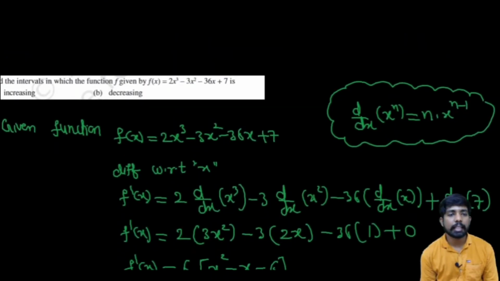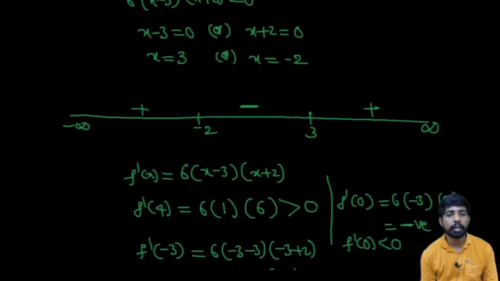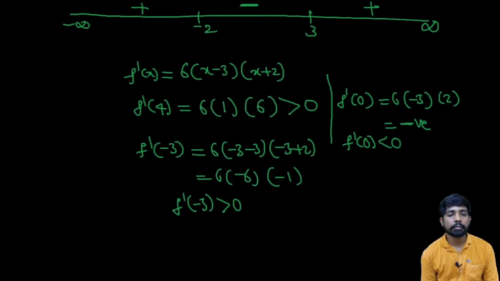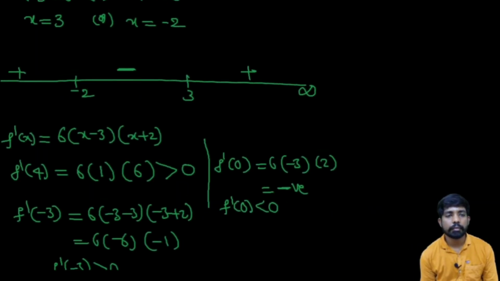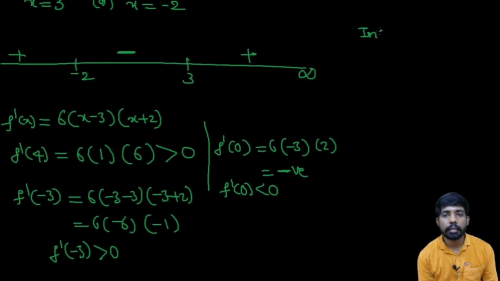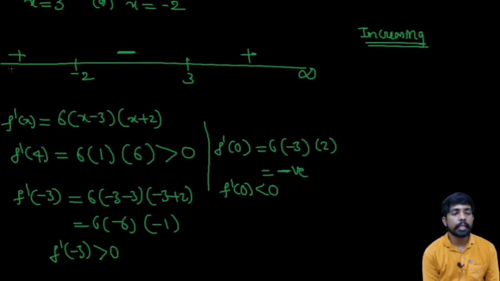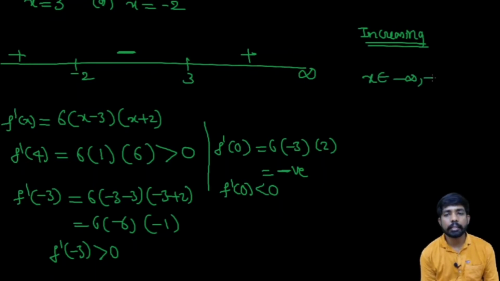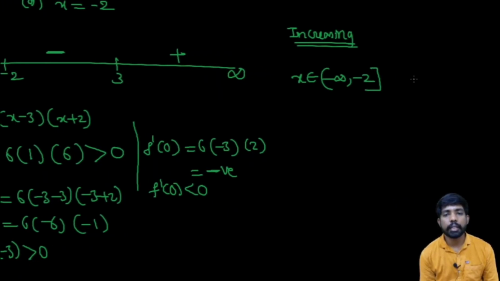What is it asking? It is asking to find the interval of increasing function, right? So here I am writing the increasing function interval. Increasing means positive slope. This is also positive. So can I write minus infinity to minus 2? So x belongs to minus infinity to minus 2, including minus 2 here. Next, union 3 to infinity, including 3, and infinity we are not including. So this is the increasing function.